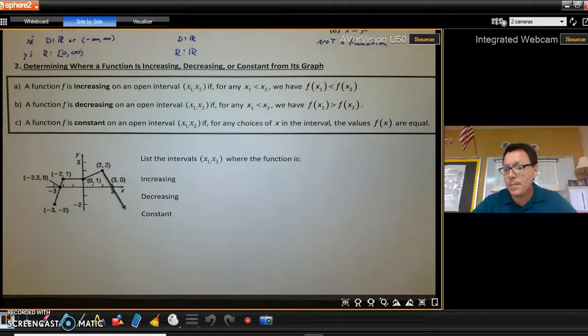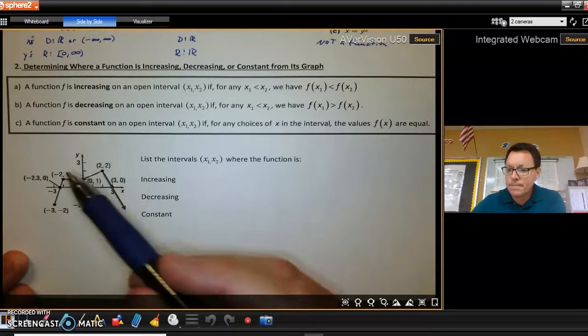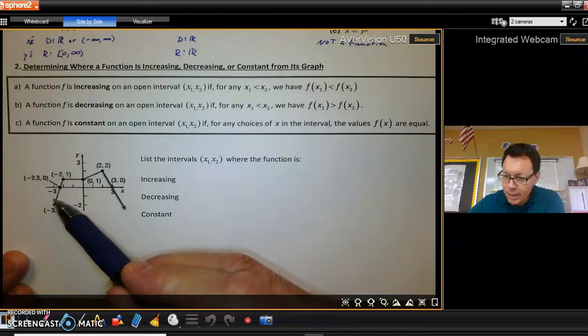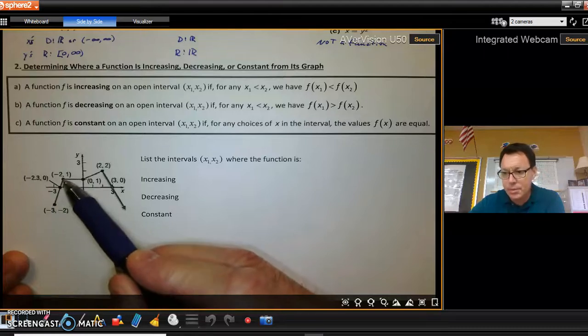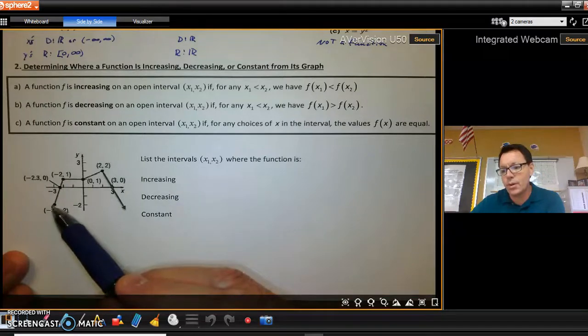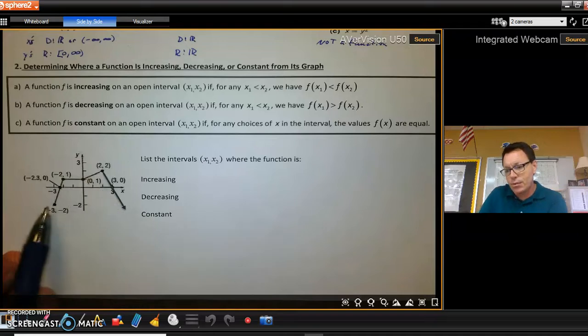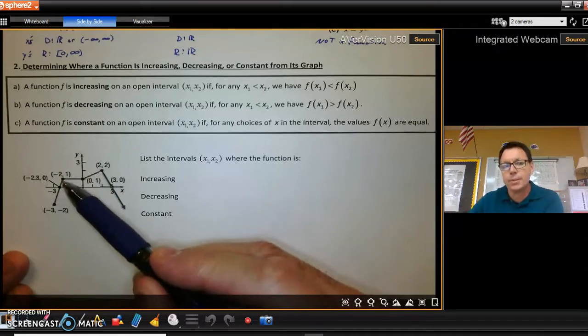It's horizontal. The only tricky thing on this is how to write it. Okay, so if you look at this graph, as you go from here to here, the graph's going up. So you're all going to look at that and say, okay, the graph is increasing. As I go from left to right, my graph's going up.